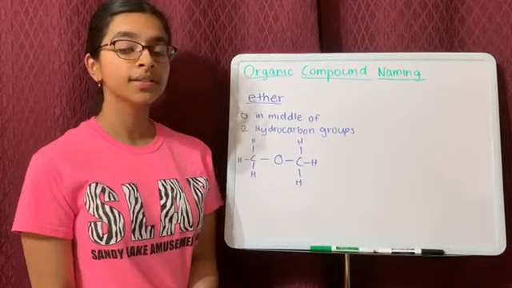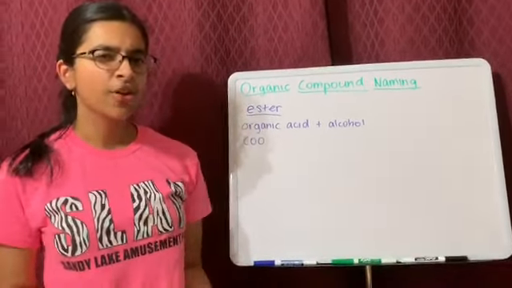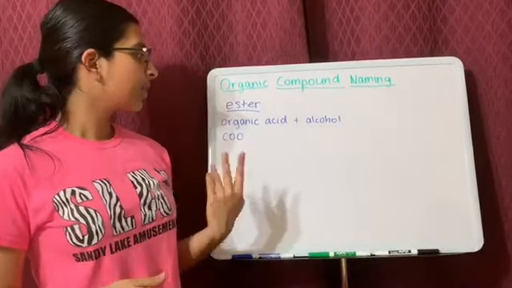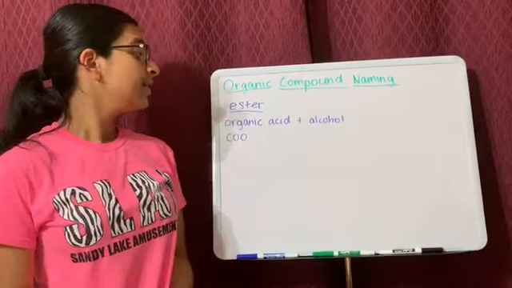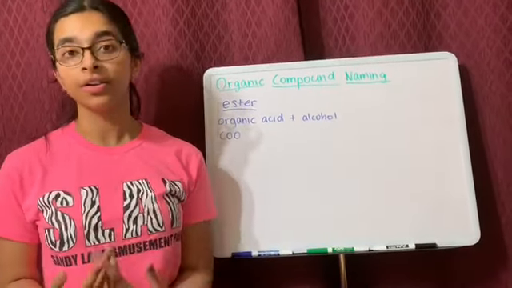So the final type of compound that we're just going to touch on a little bit is the ester. So an ester is formed by reacting an organic acid plus an alcohol, and it is a compound with a COO group somewhere in the middle of the molecule.